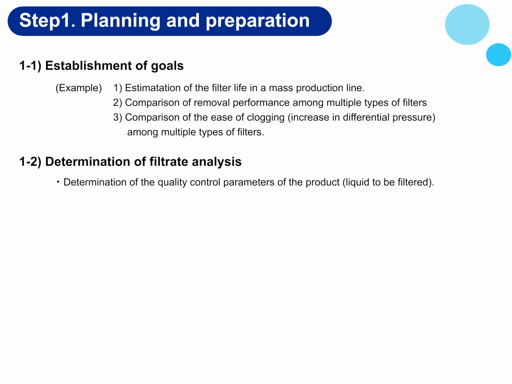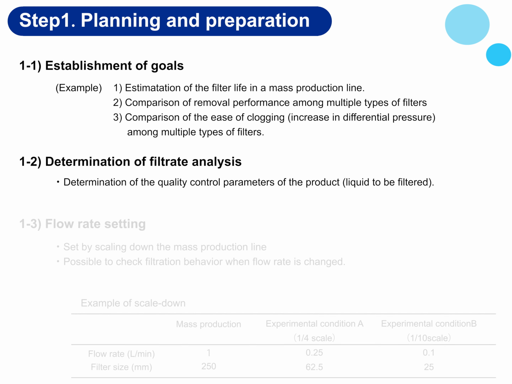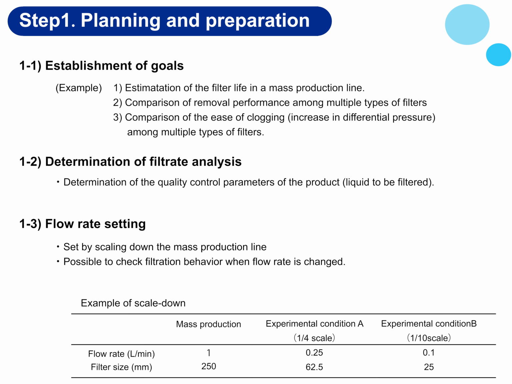When checking the quality of filtrate, it is necessary to determine what means will be used to check the quality of the filtrate. On the filter's manufacturing side, a particle counter is often used to check the number of particles by particle size. On the user side, it is most effective to analyze the content according to the quality control items of the product. Next, determine the experimental flow rate.